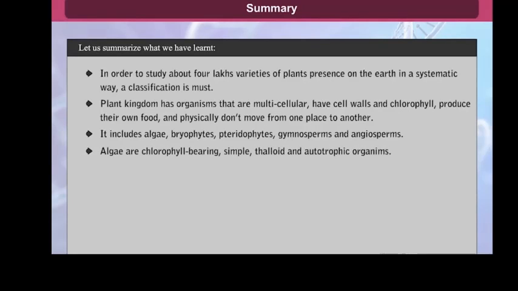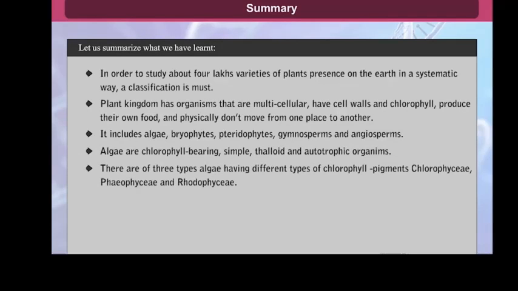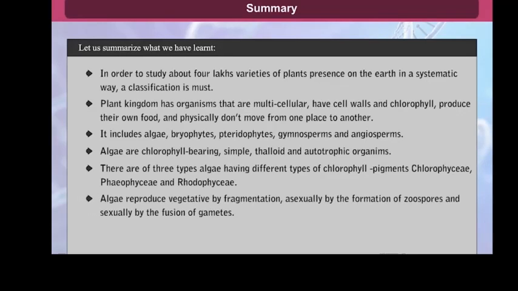Algae are chlorophyll-bearing, simple, thalloid and autotrophic organisms. There are 3 types of algae having different types of chlorophyll pigments: chlorophyceae, phaeophyceae and rhodophyceae. Algae reproduce vegetatively by fragmentation, asexually by the formation of zoospores, and sexually by the fusion of gametes.